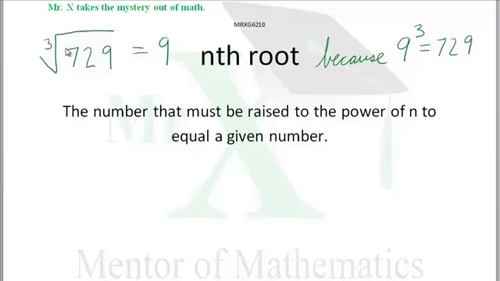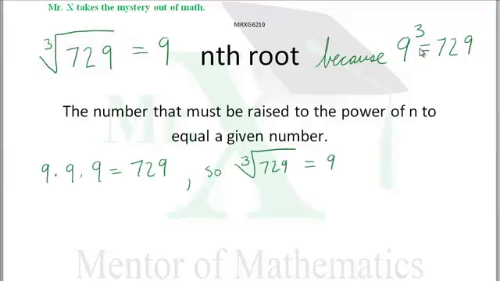The cube root of 729 equals 9 because 9 to the third power equals 729. So we call this the cube root of 729. Of course, this 9 cubed is a shorthand for 9 times 9 times 9. We multiply 3 9s together, we get 729.